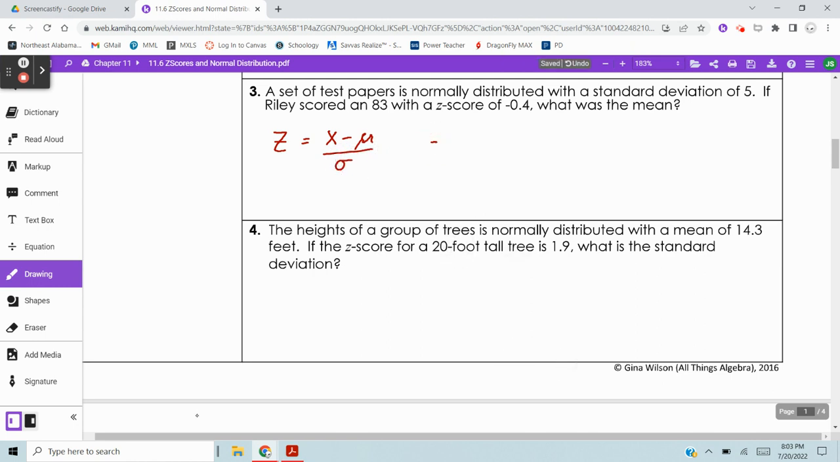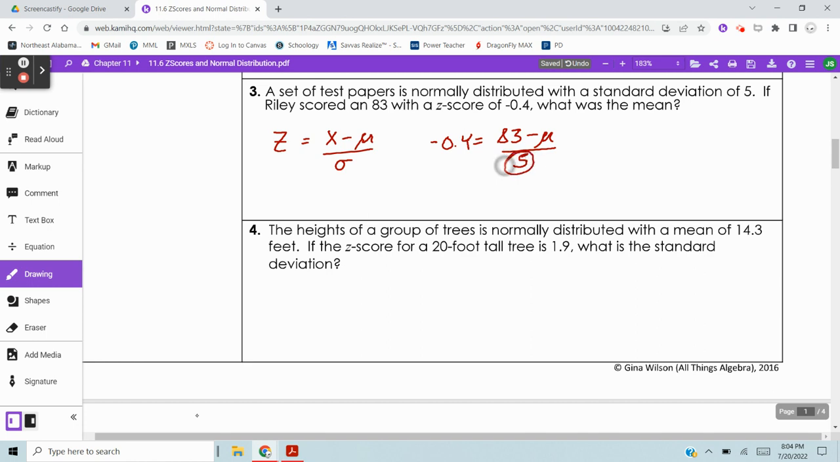If our z-score is negative 0.4, do we have the actual value? I believe we should. Riley scored an 83. We are looking for the mean, and the standard deviation is 5. So he's going to be a little bit less than half of a standard deviation below the mean. So let's try to solve this.